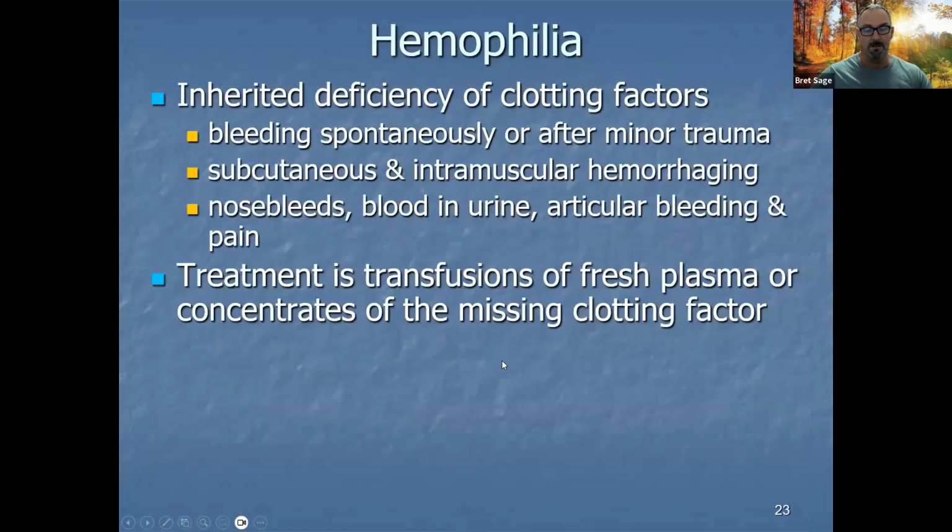Hemophilia is another inherited deficiency of the blood, but in this case, it's a deficiency of clotting factors. So when a person gets cut, they just continue to bleed and bleed and bleed. It's called hemophilia because hemo means blood, philia means lover. These are blood lovers. That is, they need blood transfusions to get the clotting factors they need to keep from dying, blood loss. Sometimes spontaneous bleeding can occur, or even after very minor traumas. Nosebleeds, blood in the urine, articular bleeding, and pain are common. Treatment is transfusions of fresh plasma concentrates in the missing clotting factor.